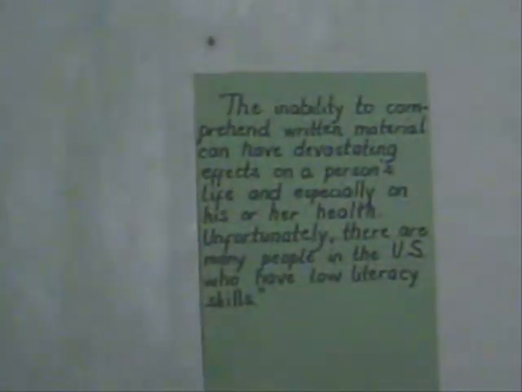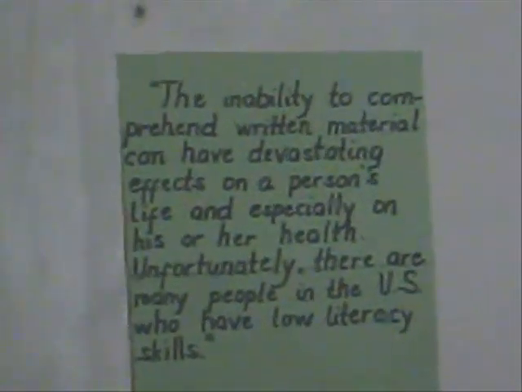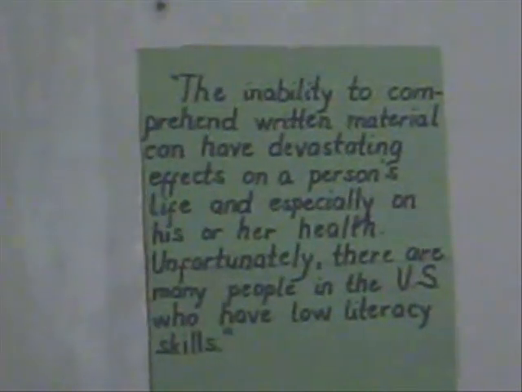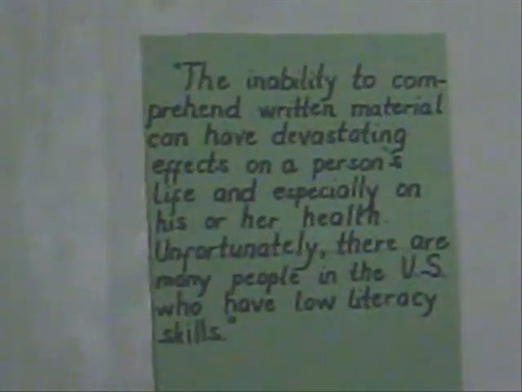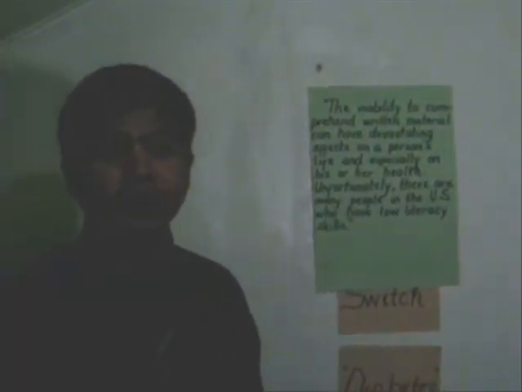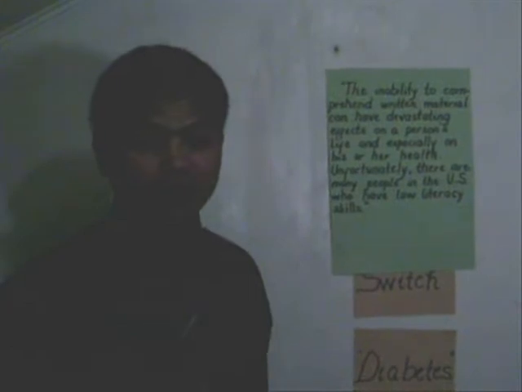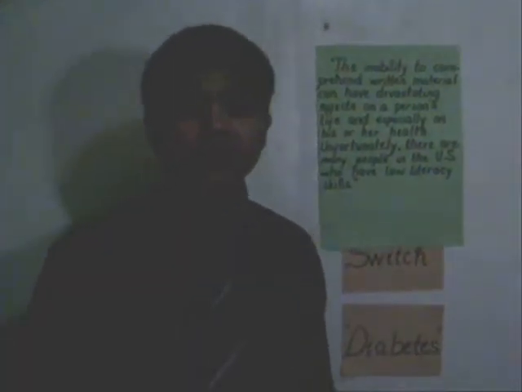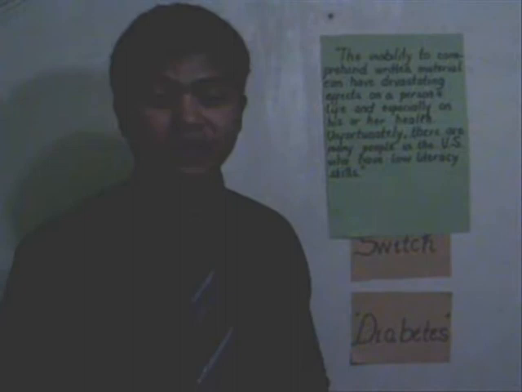So now let's cite an example regarding this topic to give you all a more understandable explanation. So this is the first example. The inability to comprehend written material can have devastating effects on a person's life, and especially on his or her health. Unfortunately, there are many people in the USA who have low literacy skills. So as you can see in this chart, there are some difficult or highfalutin words that are indicated, wherein there's a possibility that a reader or patient may misunderstand the sentences.